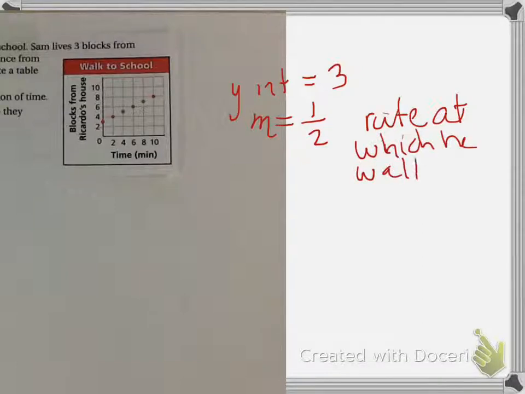And you should be specific. You could say he's walking 1 block every 2 minutes. I think I said miles last time. So 1 block every 2 minutes. You want to be as specific as you can when you're on the test to write everything you can think about.